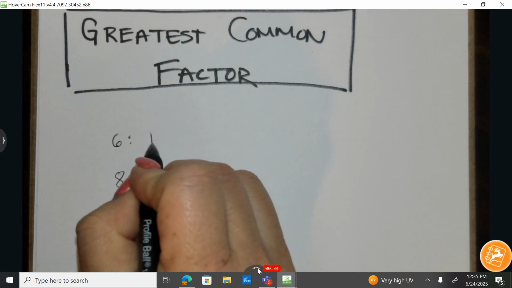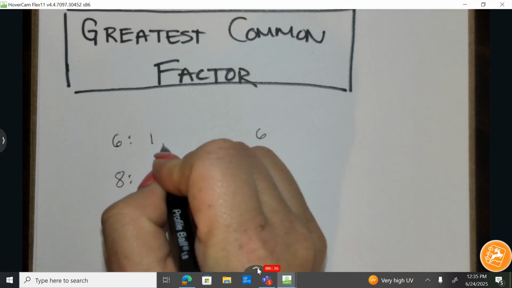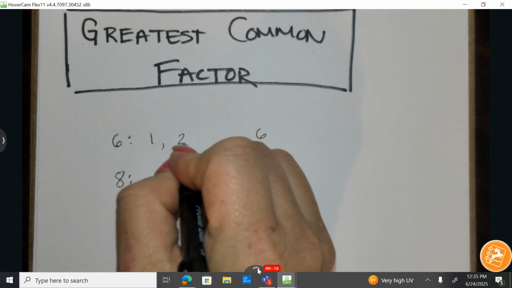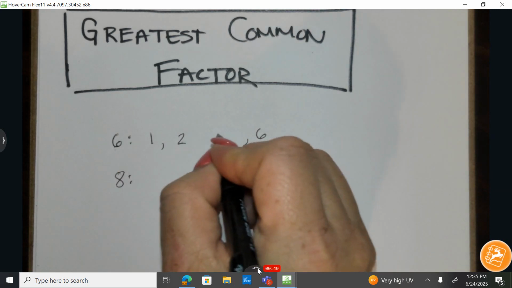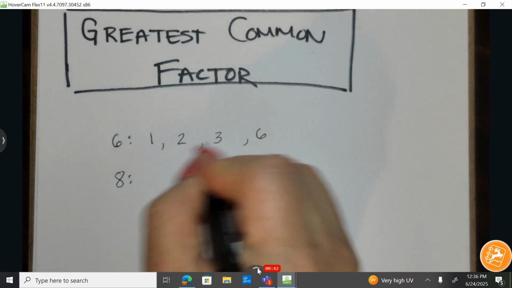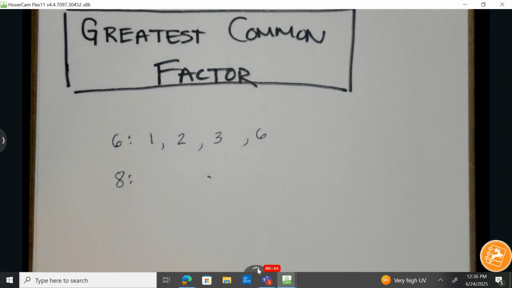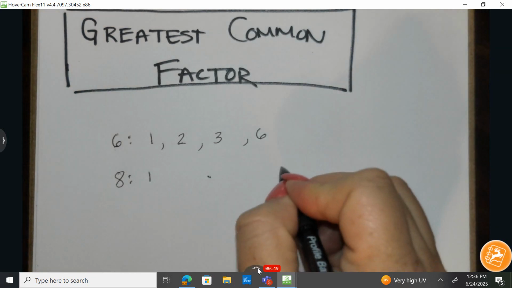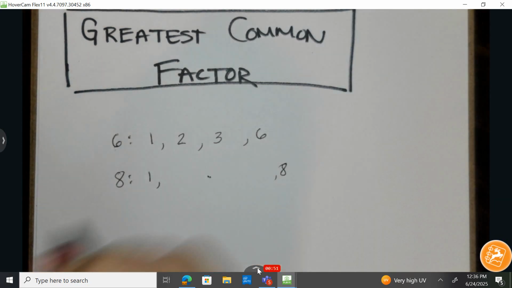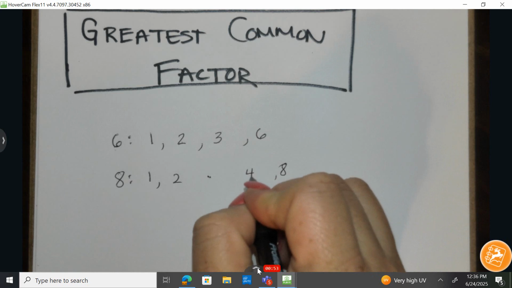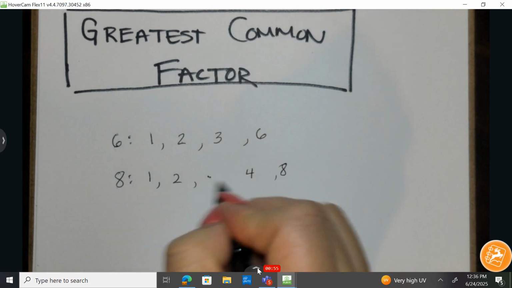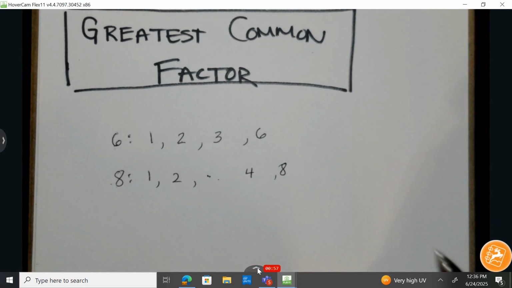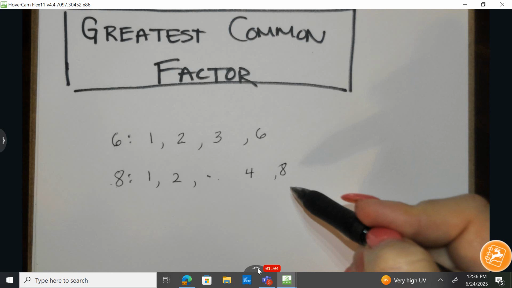1 divides into 6 because 1 times 6 is 6. 2 divides into 6 because 2 times 3 is 6. And there's no whole numbers between 2 and 3, so I know I've listed all of the factors of 6. 1 times 8 is 8. 2 times 4 is 8. And 3 does not evenly divide into 8, and there's no other whole numbers between 2 and 4. Now I'm going to look at the list.